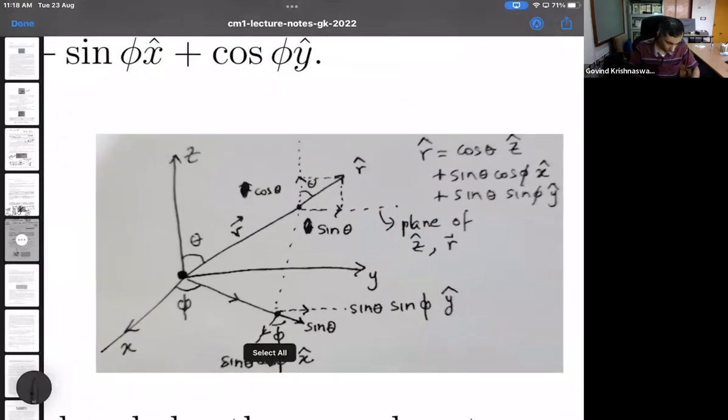This is my origin, this is my radius vector. So the r hat vector points radially outwards. Now I go to the plane containing the z axis and the r vector. That is the longitudinal plane through my point of observation, this point P. In that plane, the vertical direction makes an angle theta with respect to r cap, and therefore we may resolve r cap in that plane. Its vertical component is going to be cosine theta, of course, times z hat. Are you clear how I got the z component?